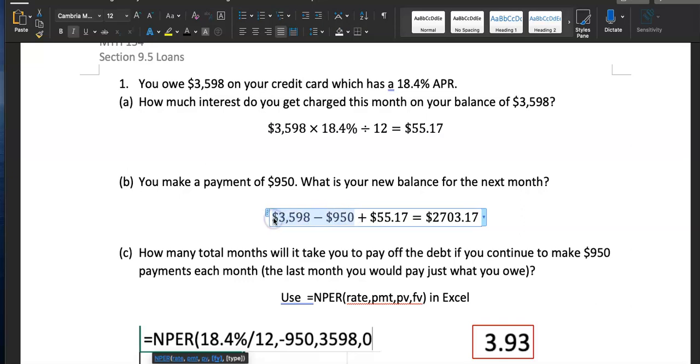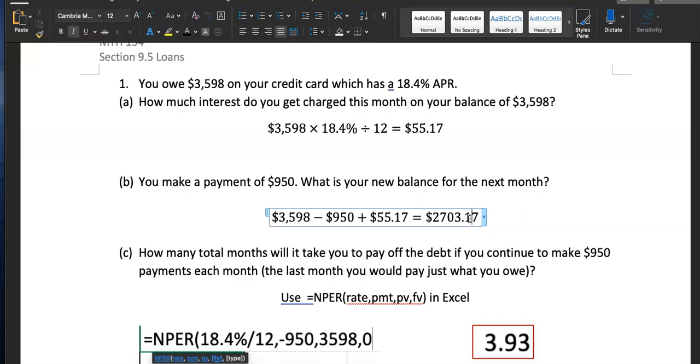But that's not it. Because we did pay off this $950, but the credit card company will charge us how much? $55.17 for interest. So not only are you subtracting away your payment, you have to add the interest charge. So it went down 950, but it's going to go up $55.17. If you do this operation, if you subtract and add, you will get the new balance is $2,703.17. And that's very good, it went down a lot.